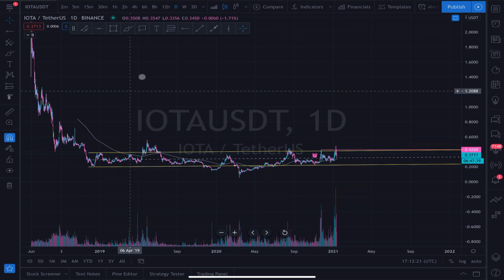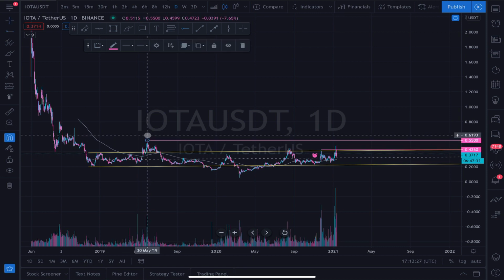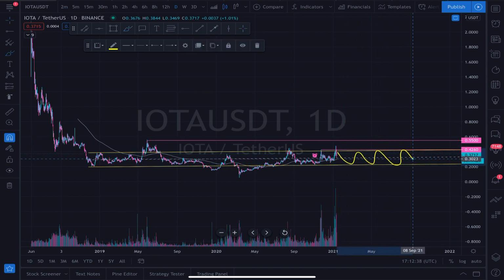Now, the trading range is quite large. We do have some levels to break. I'm not looking to buy IOTA anytime soon. I need it to be at least above 55 cents before I'm looking. Again, you want to see the breaks of the highs. So I'm going to let this just keep doing this. We have no idea when it'll go.